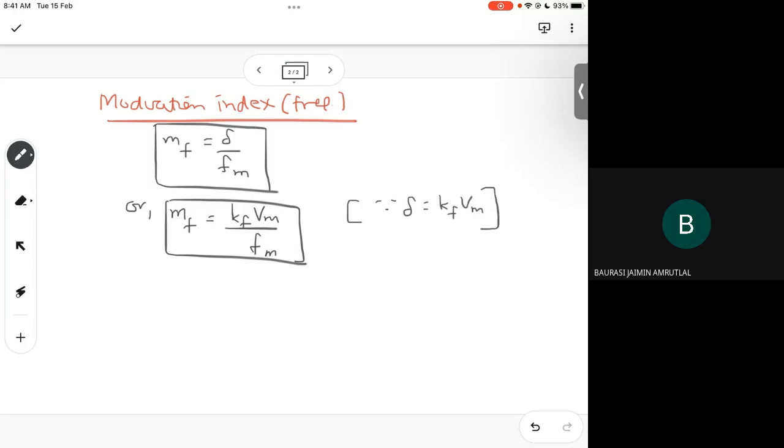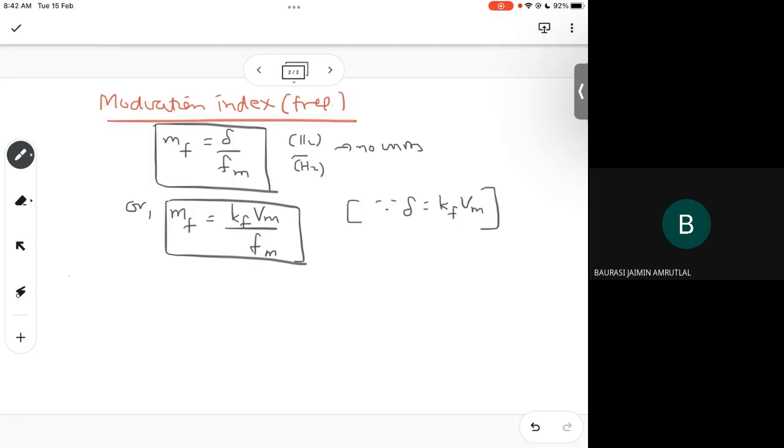Delta is the frequency deviation, so that means it is in Hertz only, and this is also in Hertz. So basically it has no units, Hertz by Hertz, just like we have in the case of AM modulation index. And as I said, KF also has some different units, which you have seen. So in this case also the units are matching on both sides.